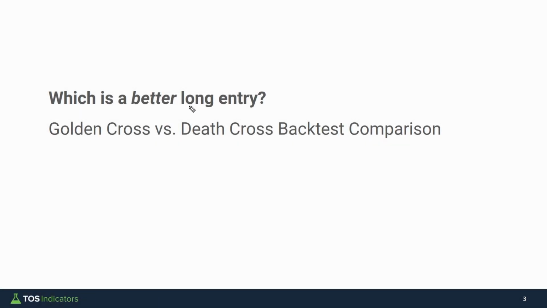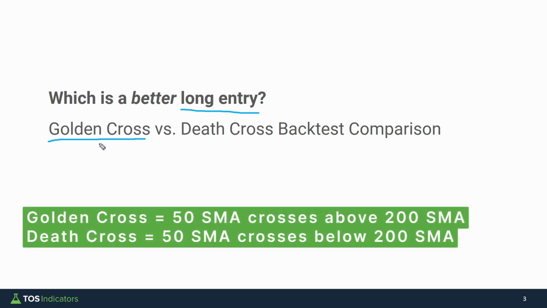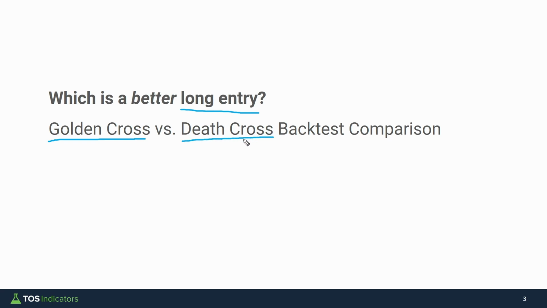Which is a better long entry in the S&P 500? Is it the golden cross, when the 50 period simple crosses above the 200? Or is it in fact the death cross, which is the inverse and the counterintuitive strategy? That's the question we're looking to answer in today's video with a side-by-side backtest comparison of the golden cross strategy versus the death cross strategy on the S&P 500 over the same 20-year period.